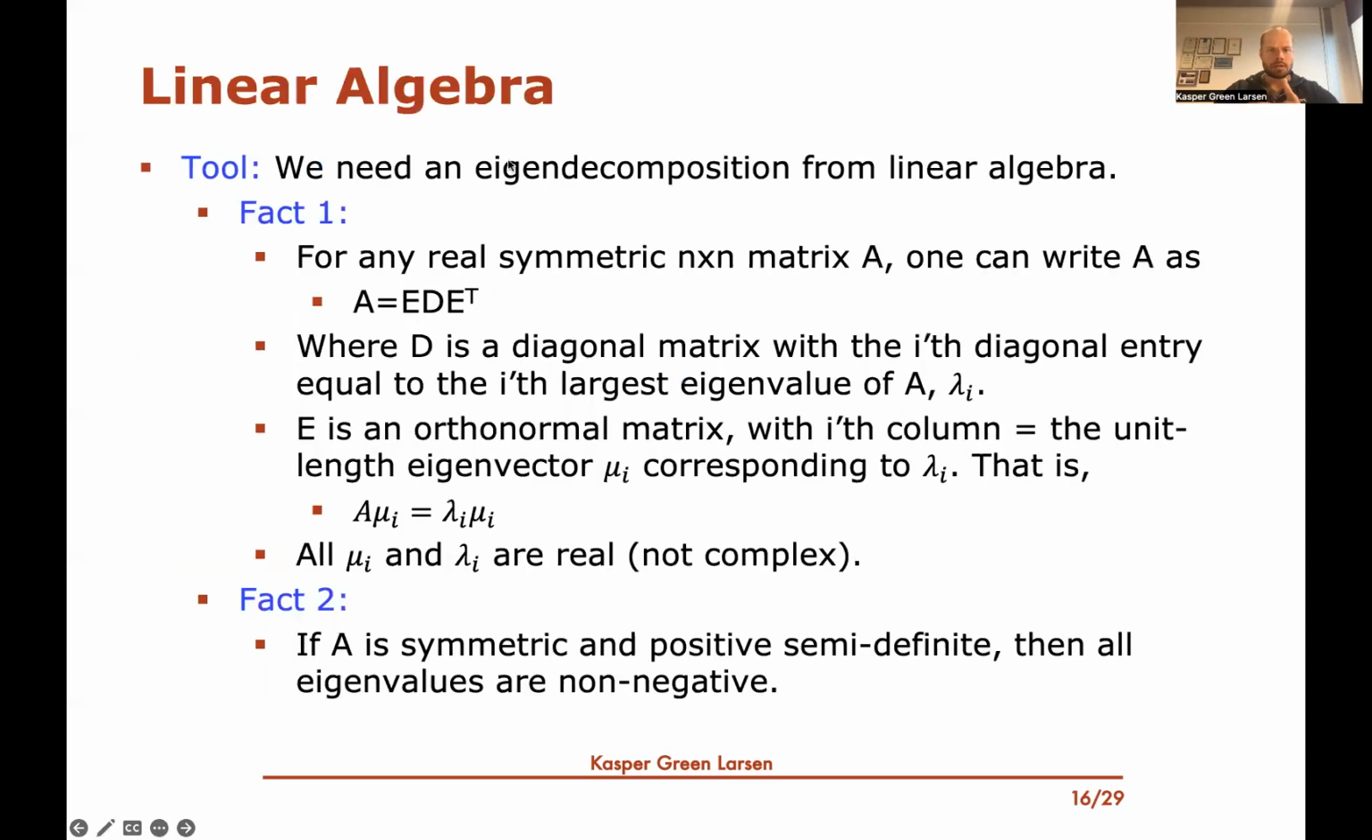Okay, so you can use both fact 1 and fact 2 with A being X transpose X. So what we know now is that we can take this A, the X transpose X, and write it as E D E transpose. D is this diagonal matrix with eigenvalues on the diagonal, and E has as columns the unit length eigenvectors corresponding to these eigenvalues. Okay, so let's try and use this.